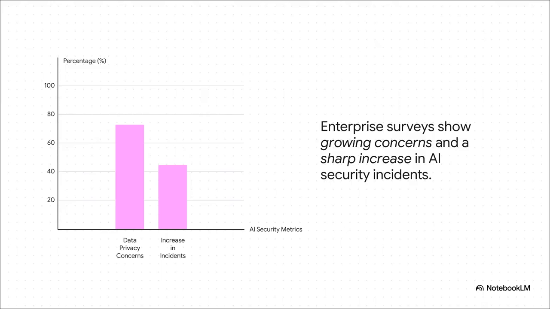And this isn't some niche paranoid concern. As you can see here, enterprise surveys show that data privacy is a huge worry for companies. A whopping 73% of them report feeling this way. And at the same time, actual security incidents are on the rise. We're talking a 45% jump in just the last year. So the threat is real, and it's growing fast.